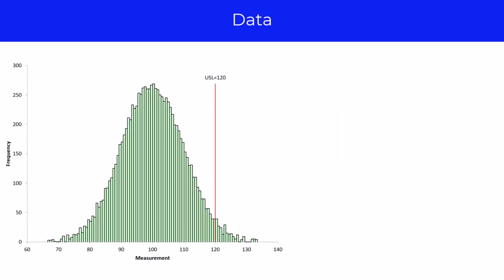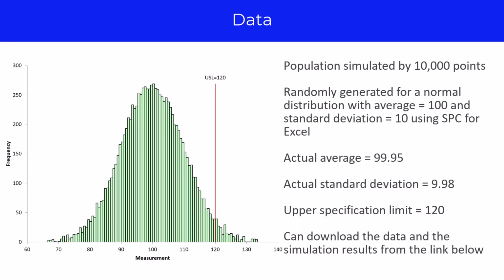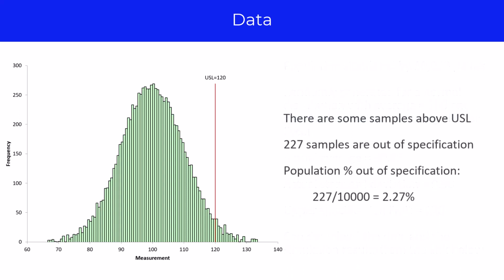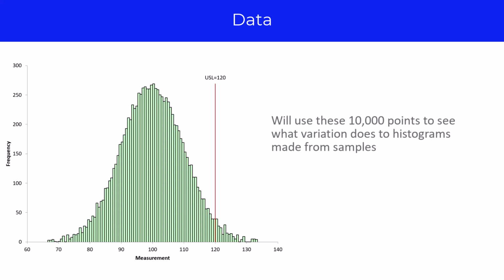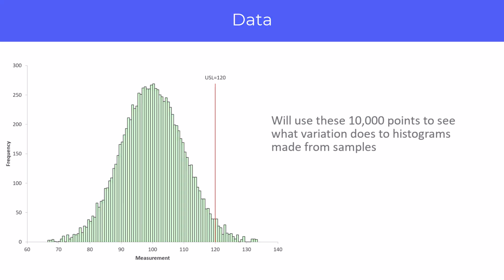With our data, we simulated by generating 10,000 randomly generated points from a normal distribution with an average of 100 and a standard deviation of 10, upper spec of 120. You can download the data and the simulation results from the link below. There are some samples that are above the upper spec limit. 227 samples are out of spec. That's a value of 2.27%. That's the real value.